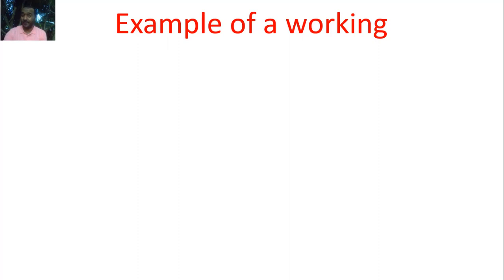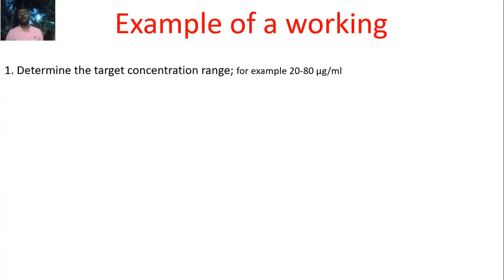So let's go to the last slide, which is how to do it. What is the plan? The first thing to do is to determine the target concentration range. For example, if you are doing a release study and you're expecting the concentration to be between 20 to 80 microgram per ml, then you might need to run a calibration curve around 1 to 100 microgram per ml.